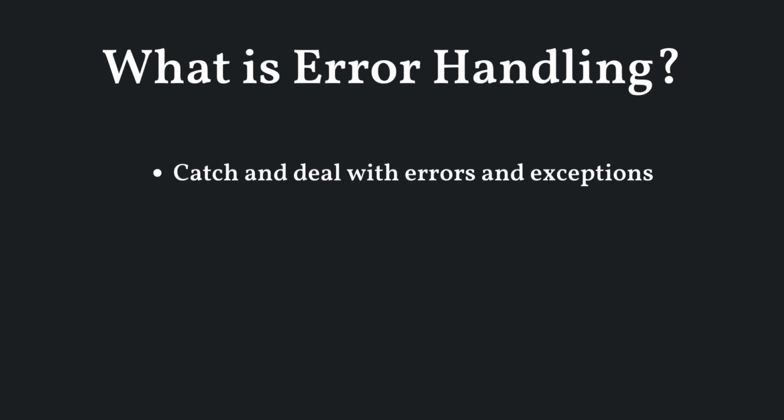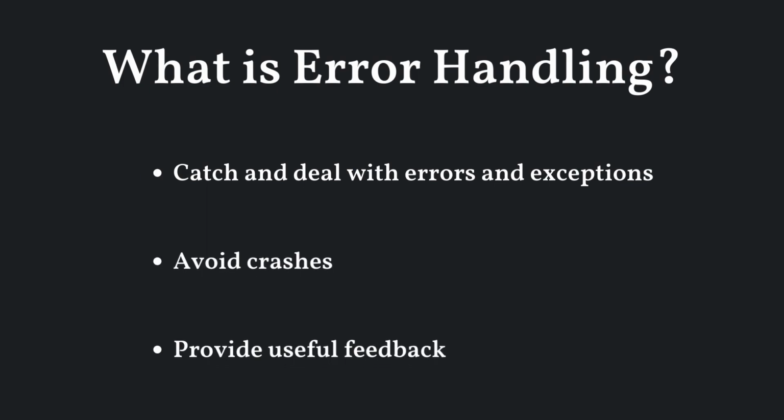Error handling is a mechanism that allows you to catch and deal with errors and exceptions that occur during the execution of a program. This can help you avoid crashes and provide useful feedback. The basic building blocks of error handling in Python are the try and except blocks. Anything that is indented below the try or except is part of those blocks.